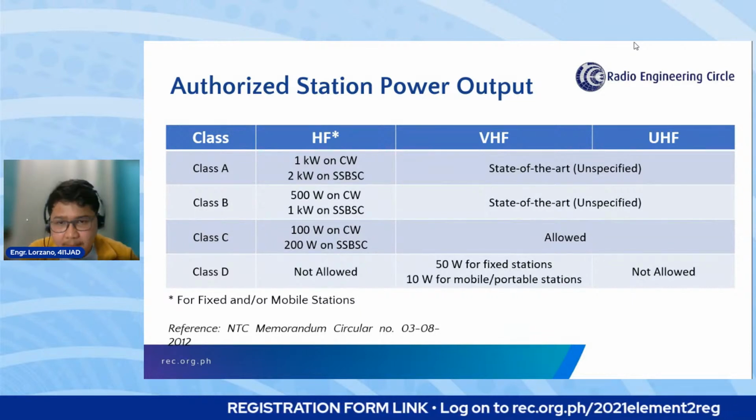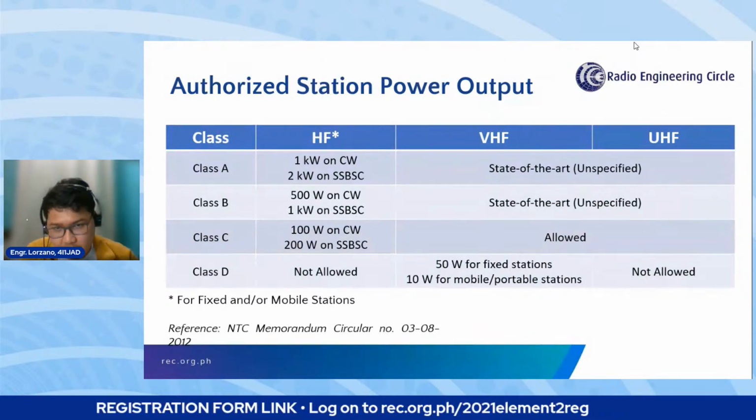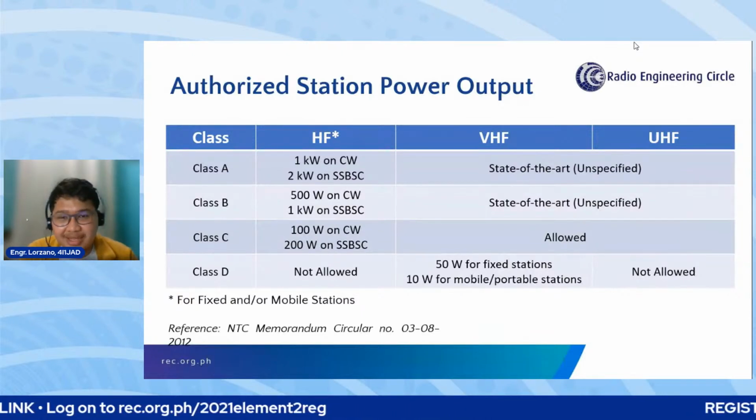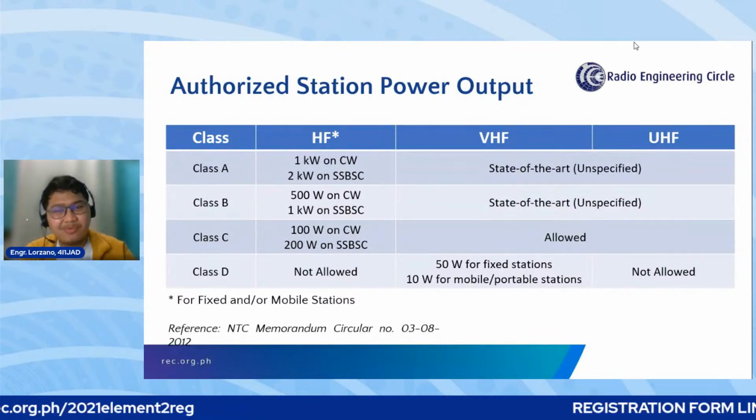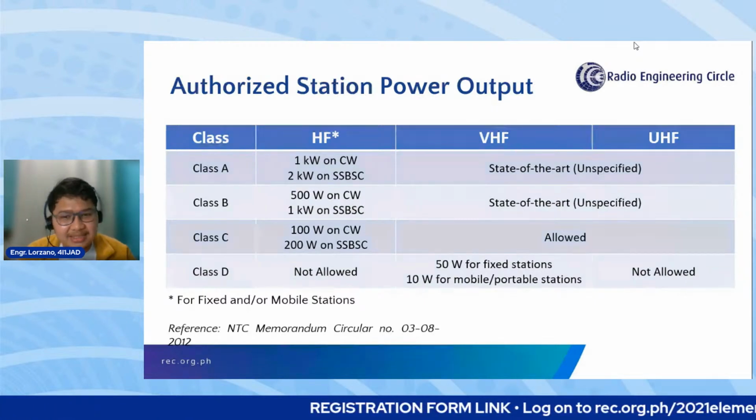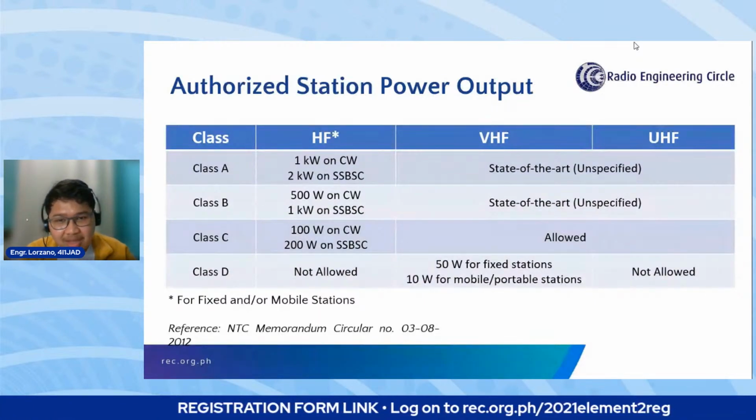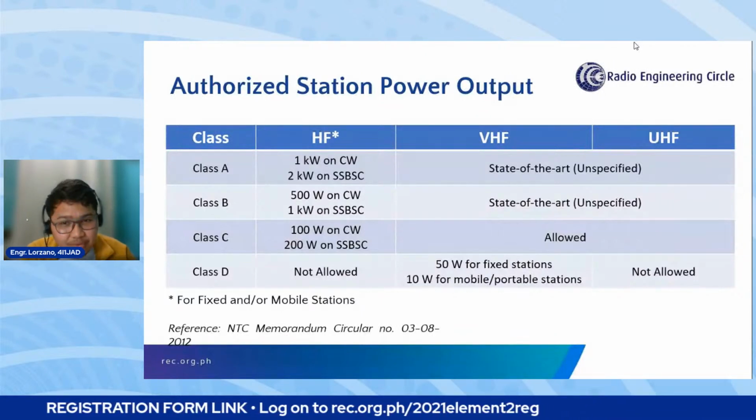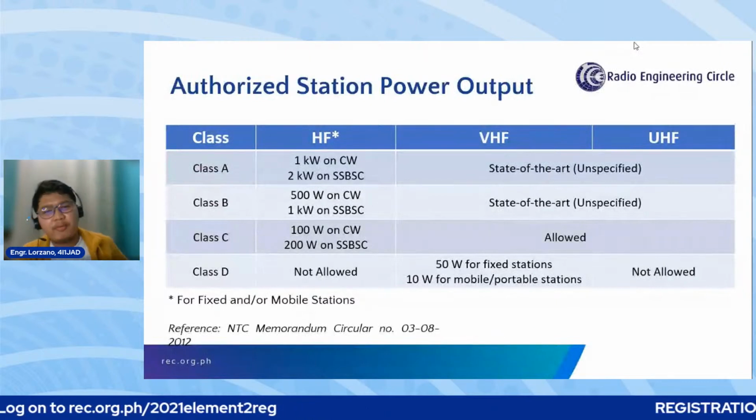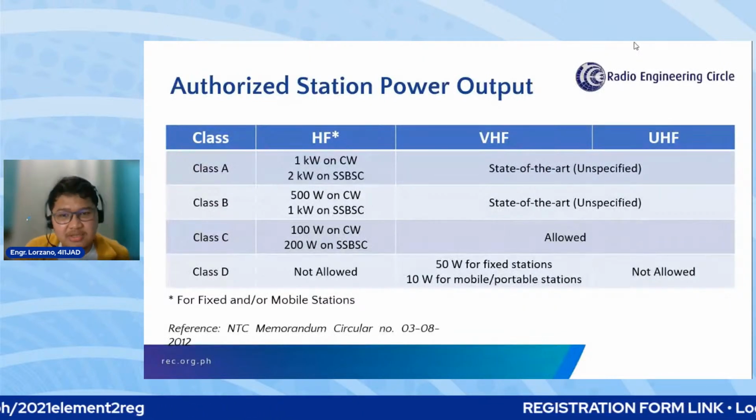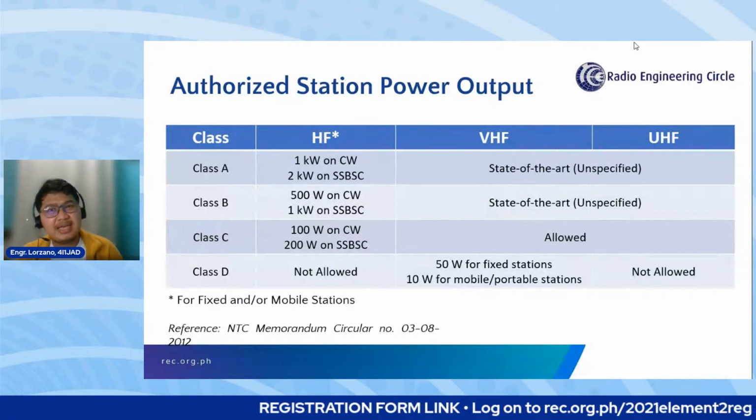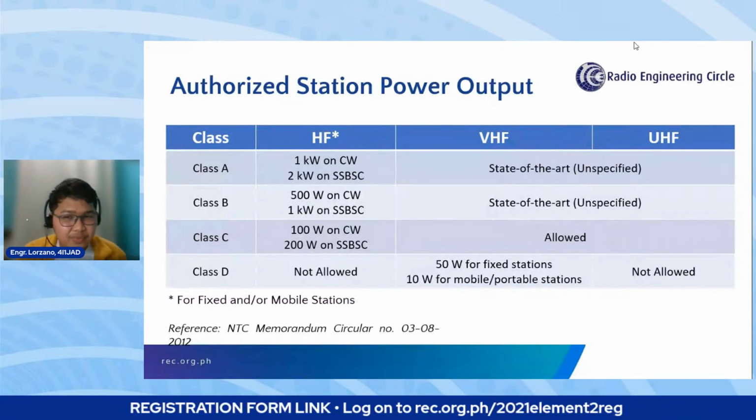So, madali lang naman siya tandaan. Pag Class C, 100 sa Morse code, 500 sa Class B, 1 kilowatt sa Class A. Kapag sa Class C sa SSB-SC naman, 200 watts or times 2 lang nung Morse code. Okay? Ita-times 2 nyo lang yung Morse code para makuha nyo yung SSB-SC. So, kunyari, sa Class A, alam nyo na 1 kilowatt sa Morse code. Para sa SSB-SC, times 2 nyo, 2 kilowatts.